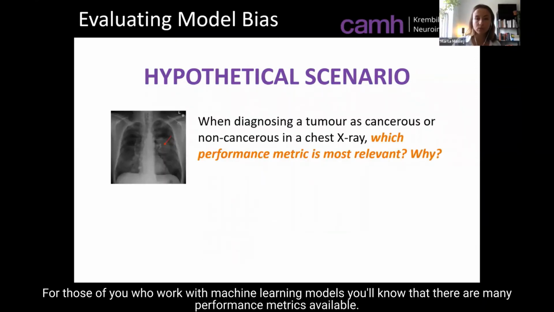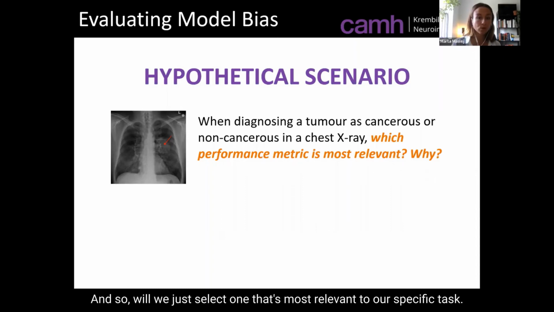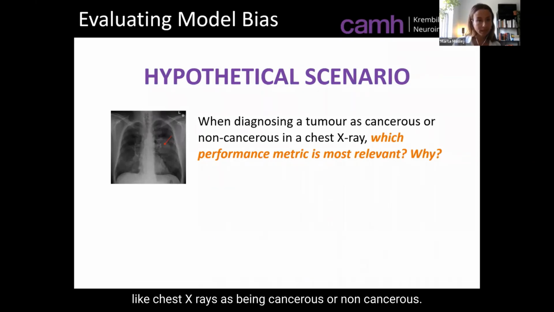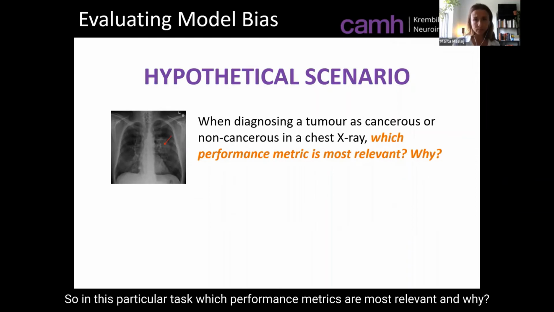Okay, so for those of you who work with machine learning models, you'll know that there are many performance metrics available. And so we'll need to select one that's most relevant to our specific task. Now, one common application of machine learning in healthcare is the classification of tumors from medical images like chest x-rays as being cancerous or non-cancerous. So in this particular task, which performance metrics are most relevant and why? Next slide.